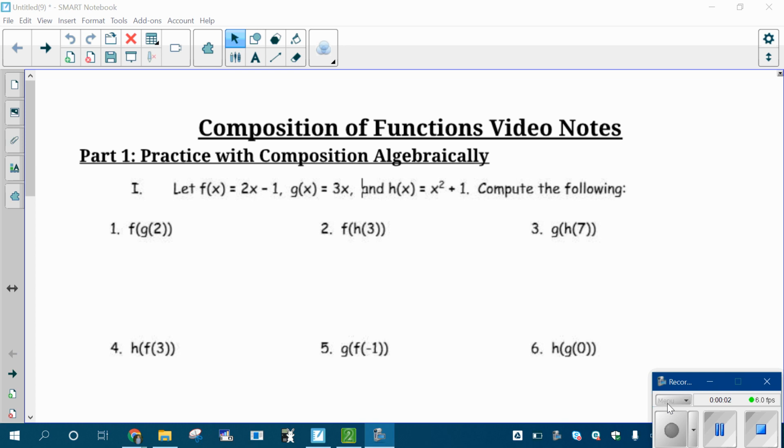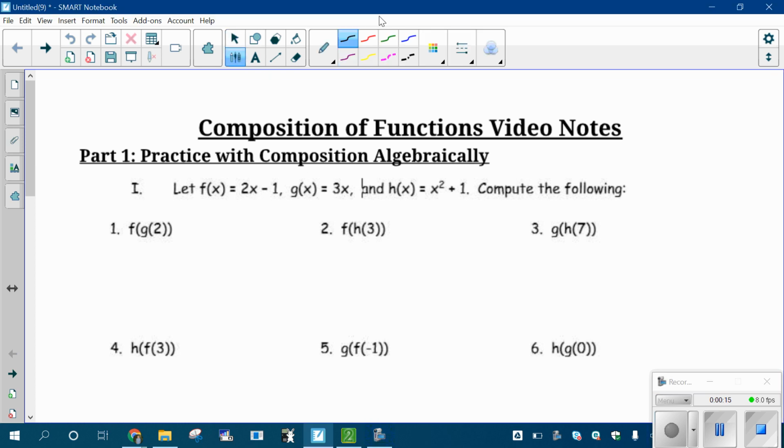Mr. Covey here, and in this video I want to talk about how you actually do these composition problems. There's really just two types of problems I need you to be able to do with composition. I'm going to show you the first type, and it should look kind of familiar from the Fiorentino's example.